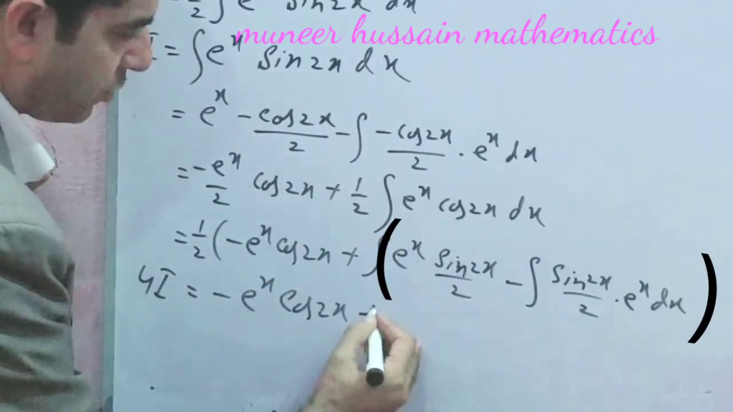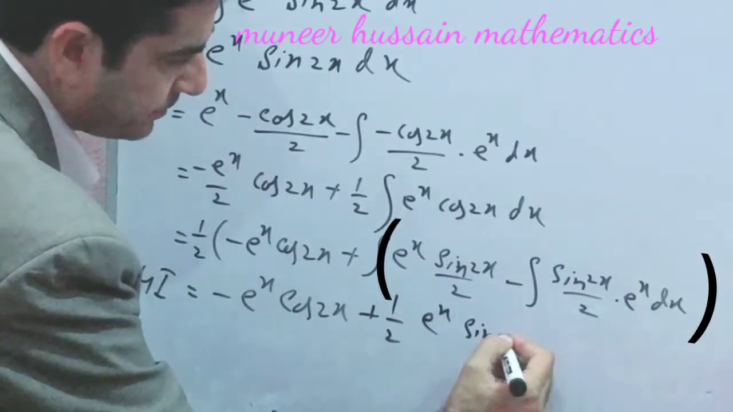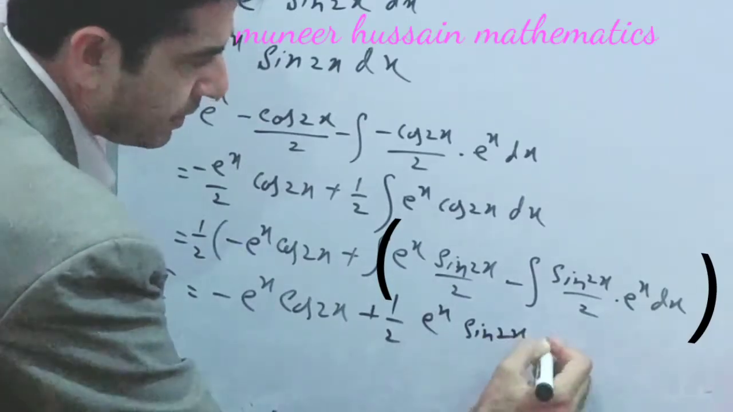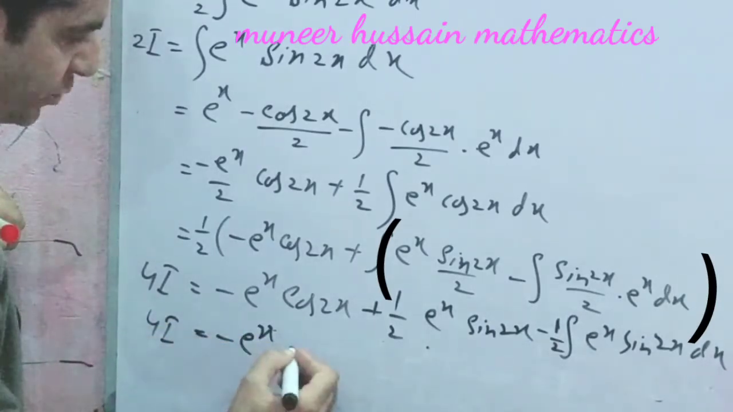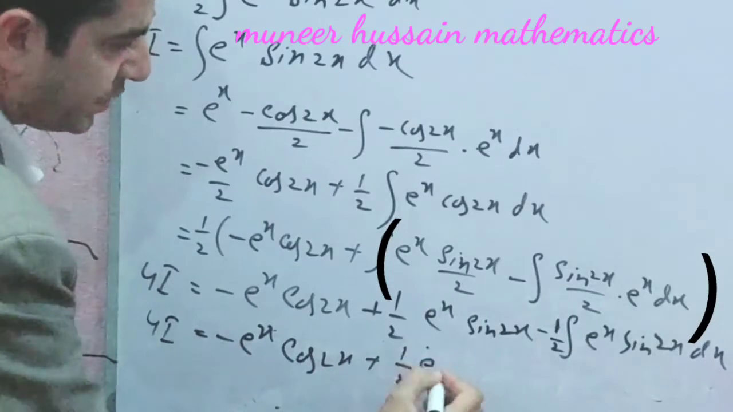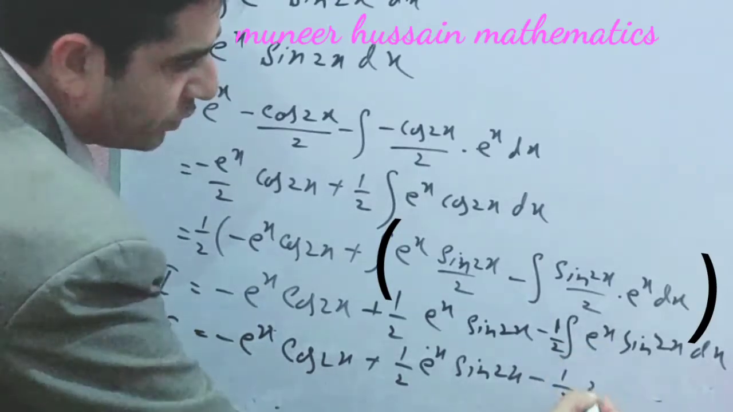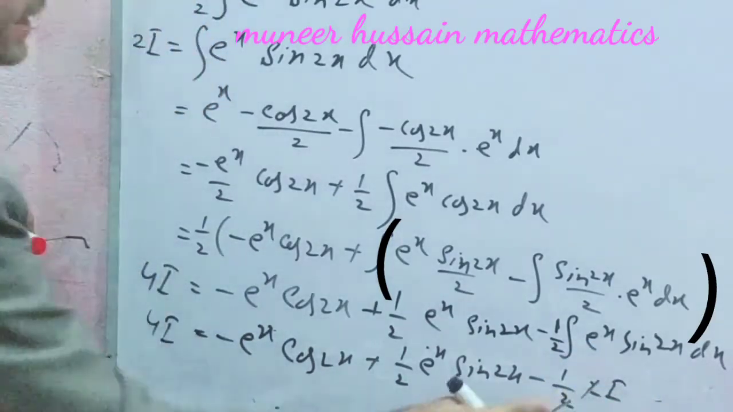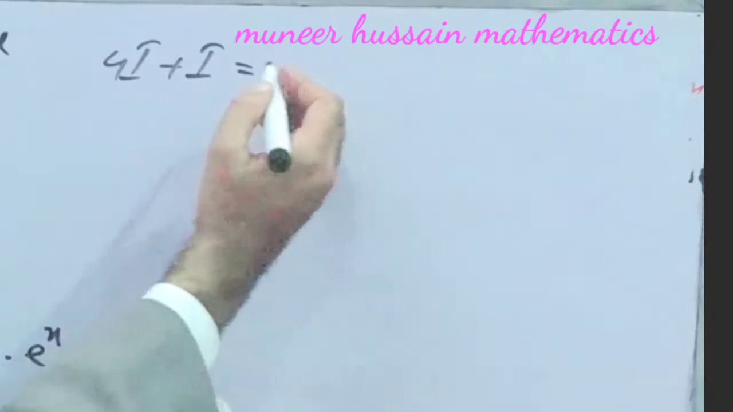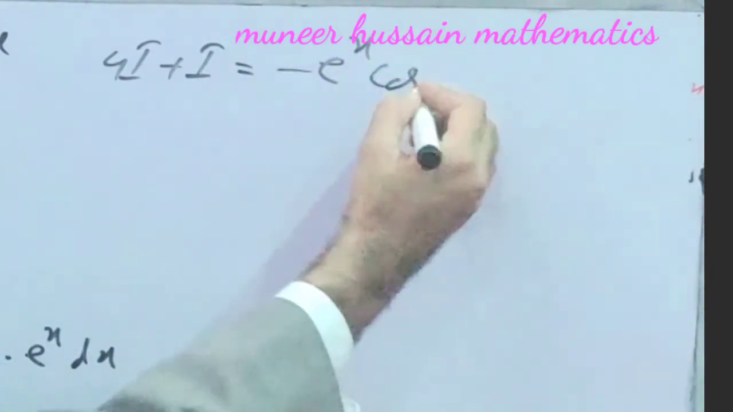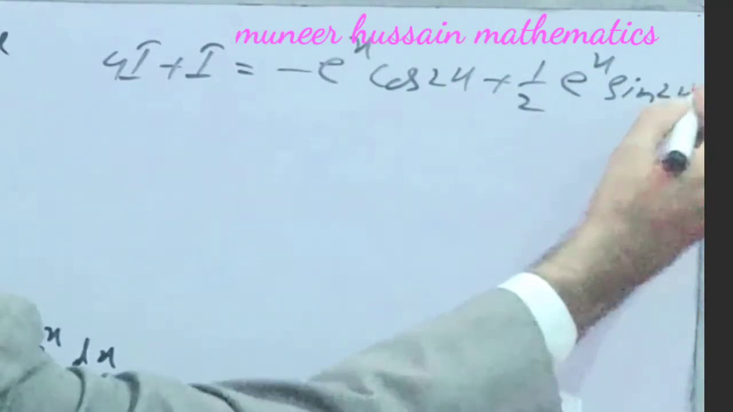And once again 1 by 2 common from here, e^x sine 2x, minus 1 by 2 e^x sine 2x. Now it is 4I equals minus e raised to power x cos 2x plus 1 by 2 e^x sine 2x, and now it is minus 1 by 2 and it is 2I. So 2 will be moved, only minus I will be shifted here, it will become 4I plus I, and we have minus e raised to power x cos 2x plus 1 by 2 e^x sine 2x plus c1.